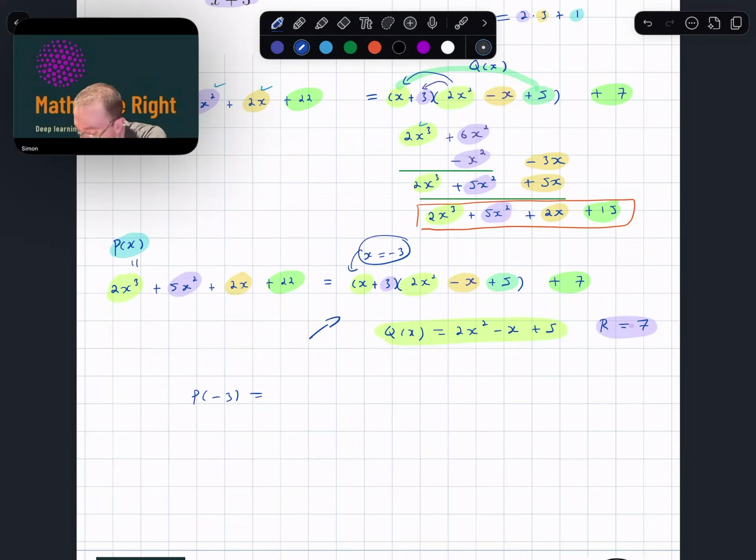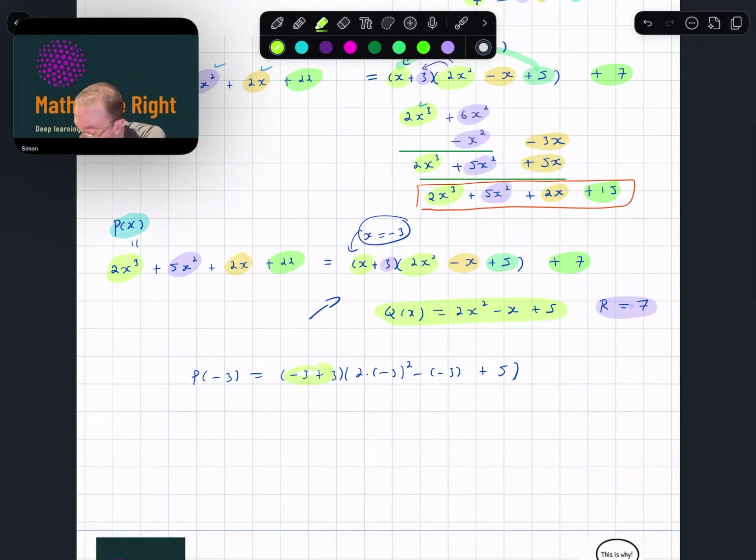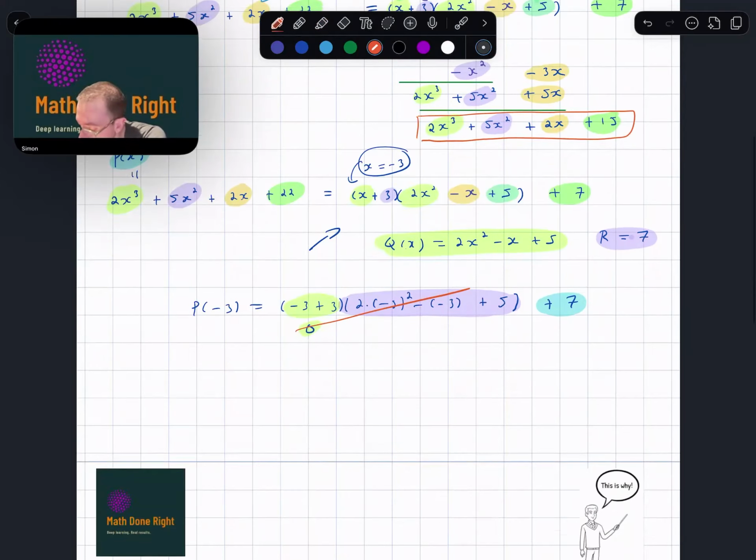We would get p of -3 is -3 plus 3 times 2 times -3 squared minus -3. I don't really care about this part of it because this one is 0, right? So I'd get 0 times all this stuff, so I don't need to compute that because the whole thing is going to become 0 when you multiply by 0. And then plus 7, right? The only thing that would be left standing when we've canceled that because it's 0 is the 7. So we have p of -3 is equal to 7.